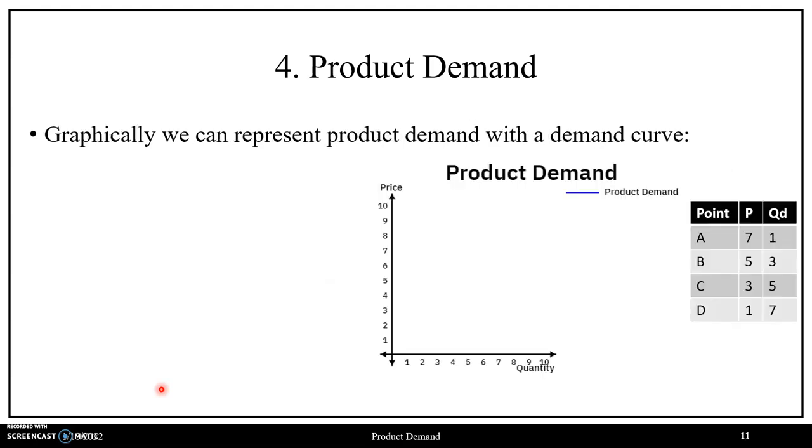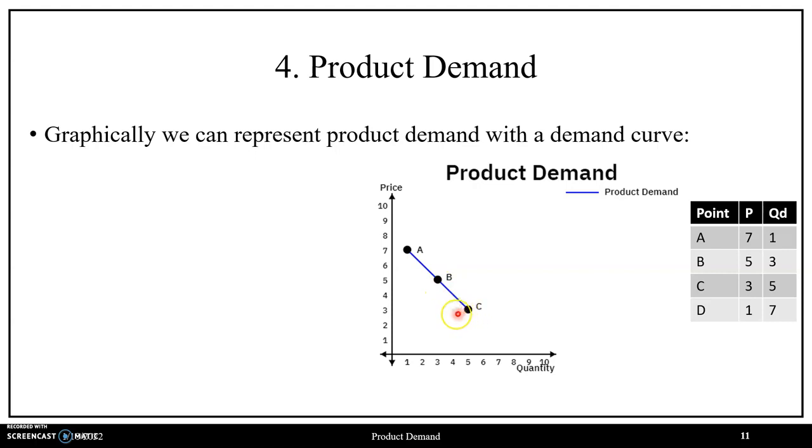Now, in terms of graphically representing product demand, we can do so by examining the demand curve, which we have on the right, where the price of a good or service is on the vertical axis and its quantity level is on the horizontal axis. We also have the demand schedule, which gives us the corresponding price points and quantity demanded, where at point A, when the price of a slice of pizza is $7, this consumer is willing and able to purchase one slice of pizza, whereas when the price point is $5, this consumer is willing and able to purchase 3 slices of pizza as indicated by point B.